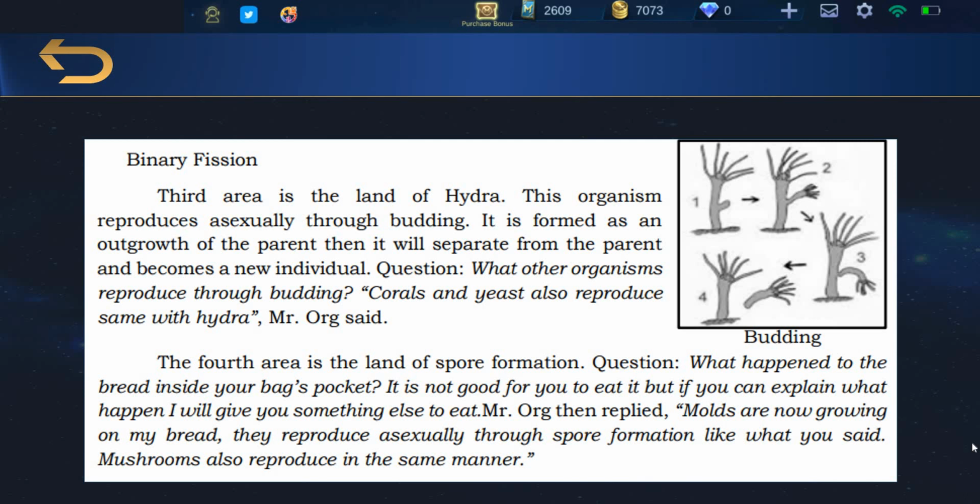The fourth area is the land of spore formation. And this is the question. What happened to the bread inside your bag's pocket? It is not good for you to eat. But if you can explain what happened, I will give you something else to eat. Mr. Org then replied, molds are now growing on my bread. They reproduce asexually through spore formation, like what you said. Mushrooms also reproduce in the same manner.